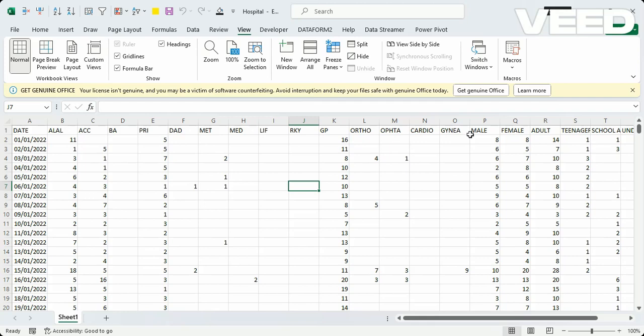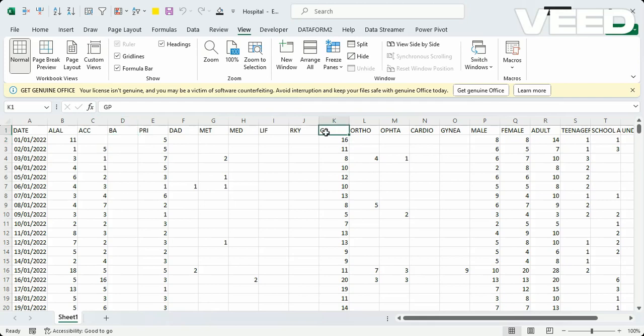So for this particular data set, this align to RKY represents different insurance company that the patient belongs to. Which means that on the first of this particular year, 11 patients came and they belong to Allied Health Insurance Company. On that particular day, no patient came that belonged to ACC Insurance Company. And the same thing goes for BA.